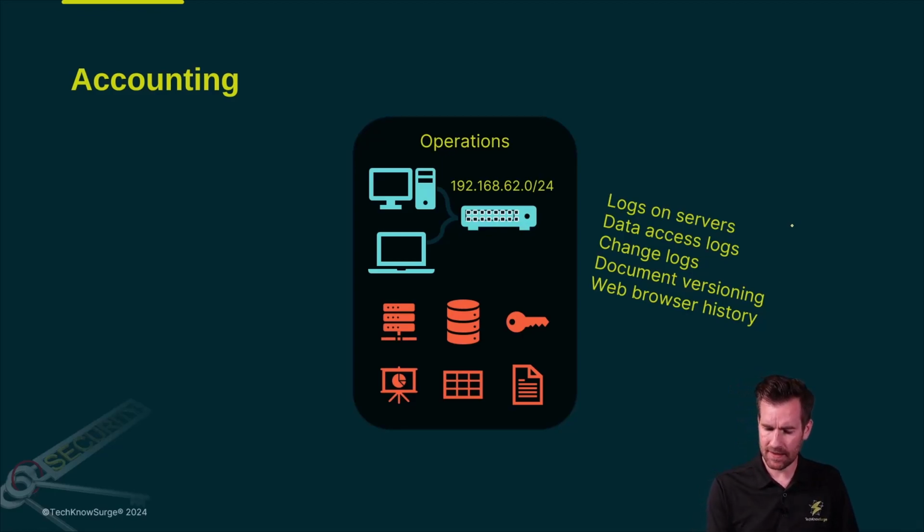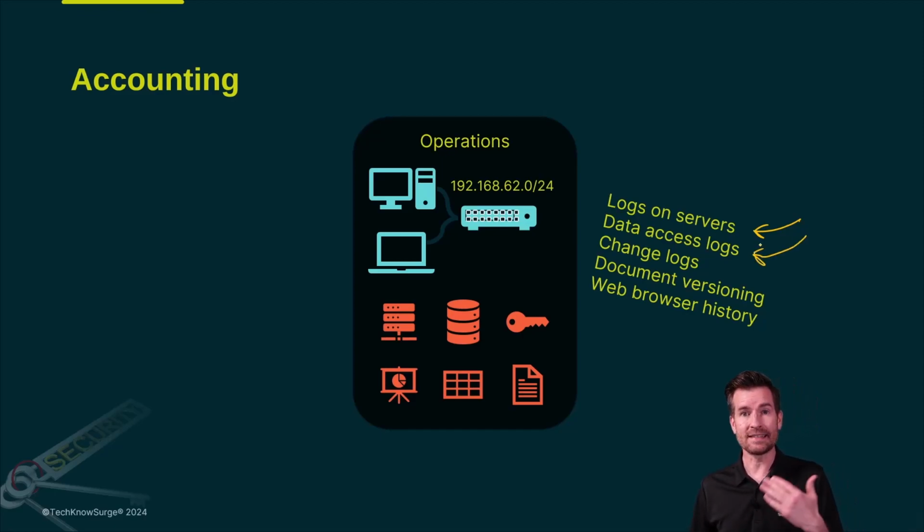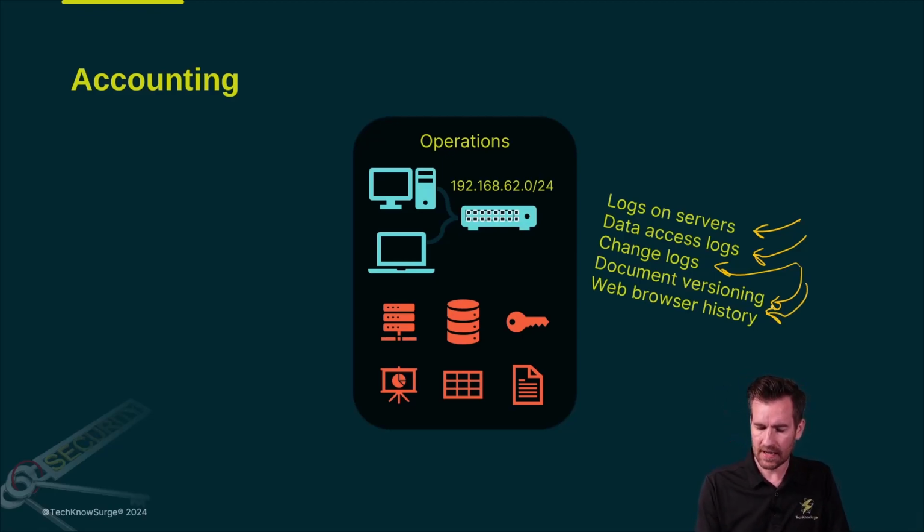Some examples of this might be logs on a server that track what's happened on that server, data access logs of what data has been accessed, change logs, if anything changes, a log of what changes on those systems. Document versioning, where when you make changes to a document, it keeps the old changes and who has changed what elements of that document. You also have things like web browser history that tracks where you've gone on the web.